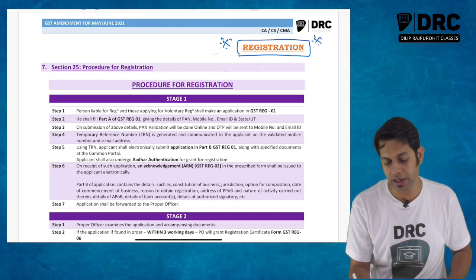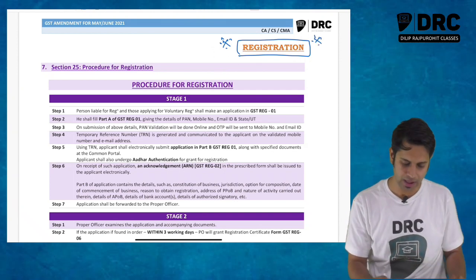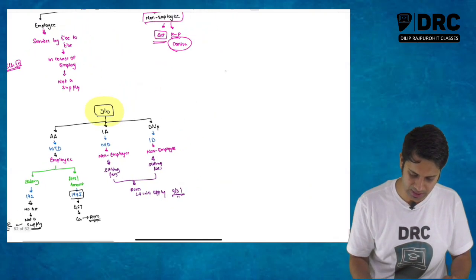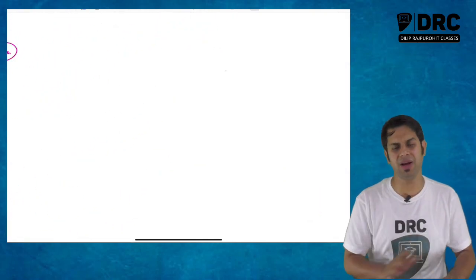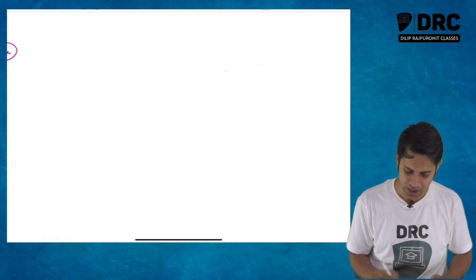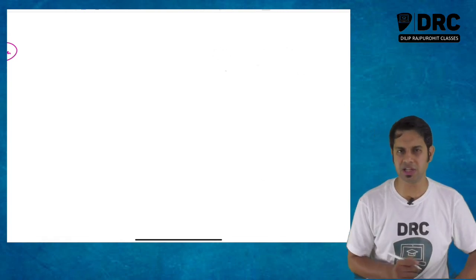Now, one more major amendment has been made in another chapter. Which chapter, sir? Registration chapter. Now, what was the procedure for registration? I'll explain it to you first by writing, then I'll come to the point where the amendment has been made. Now, what was the registration process?